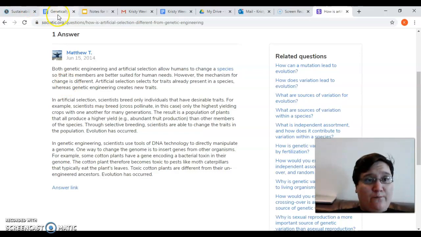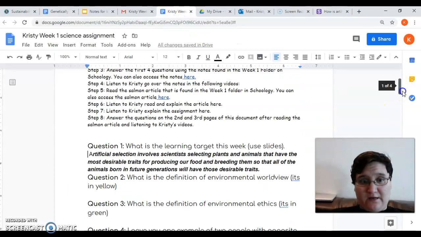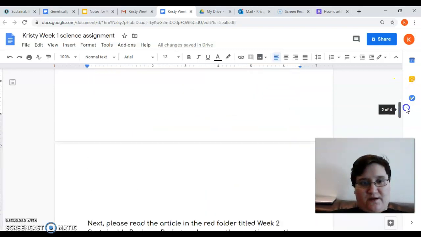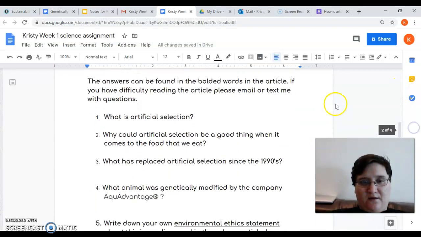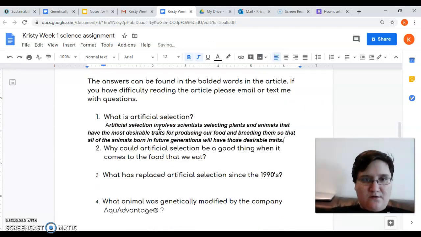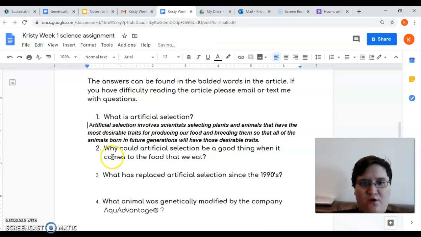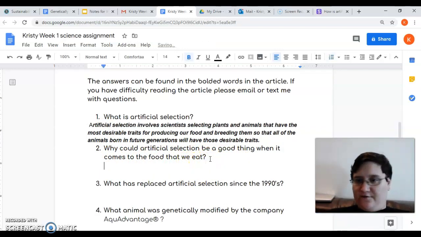Okay, so let's go back to our questions for the week. We've got question 1, the definition of artificial selection. Question 2, oops, sorry guys, I'm in the wrong spot. My bad. I'll put that here. There we go. Question 2, why could artificial selection be a good thing when it comes to the food that we eat? I want you to come up with your own answer here, guys.